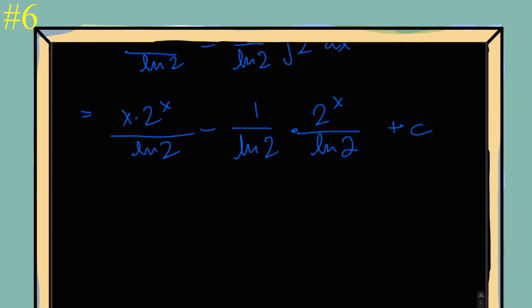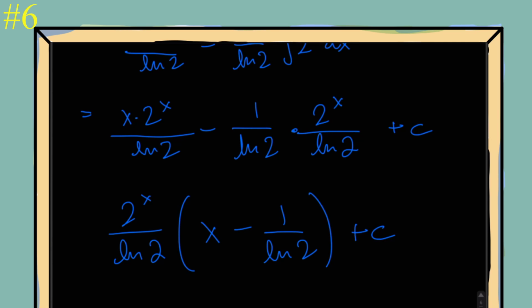And so I suppose we could simplify this a little. We could pull out a 2 to the x over ln 2, which would give us 2 to the x over ln of 2 times x minus 1 over ln of 2, plus c. I don't know, it's a little nicer.